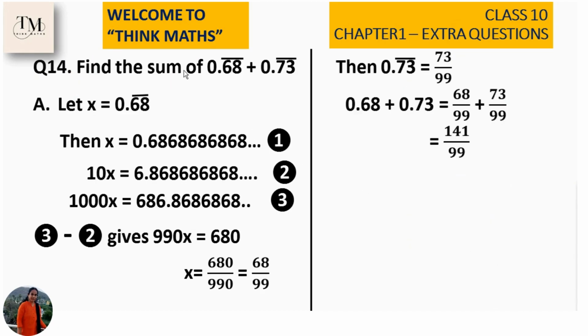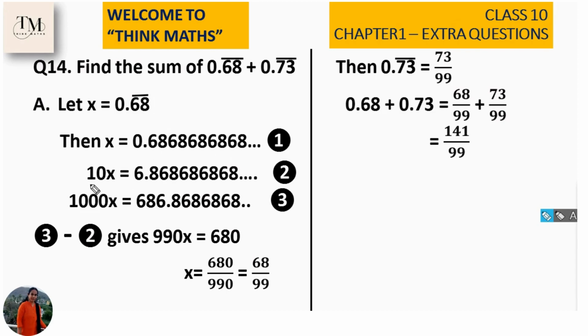Find the sum of 0.68 bar plus 0.73 bar. So here this bar indicates that 68 is repeated and 73 is also repeated. So let me take x is equal to 0.68 bar. So this is nothing but 0.686868, which will be repeated without end. That is a non-terminating repeating decimal.